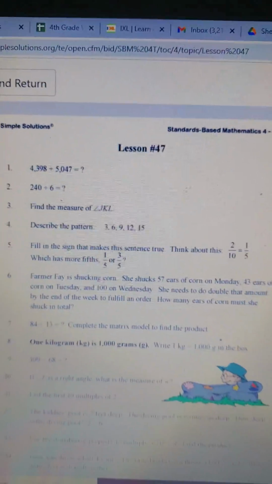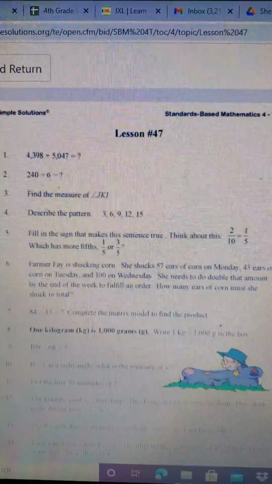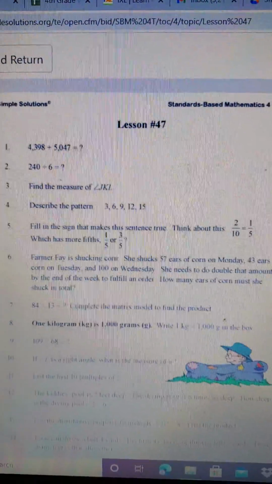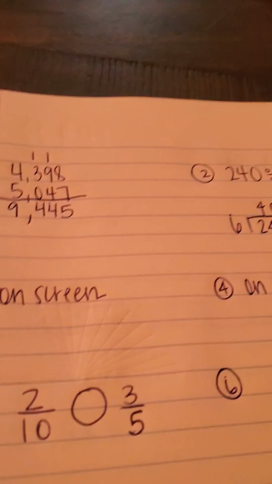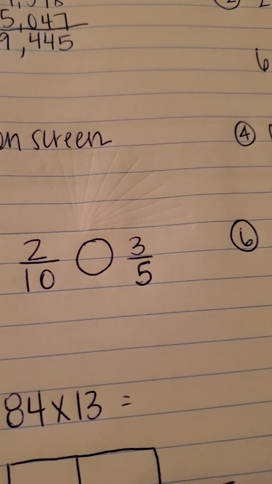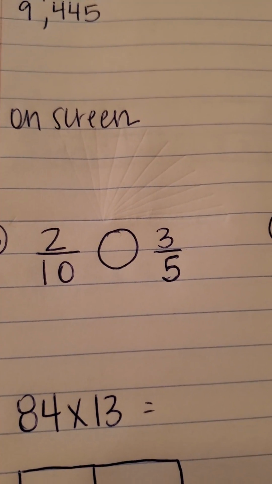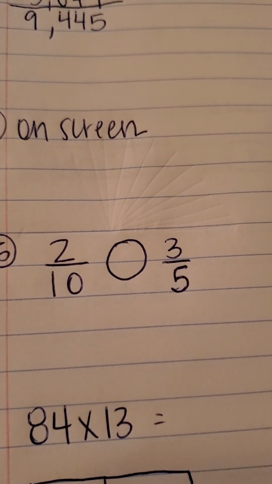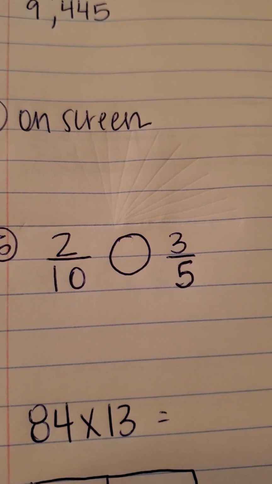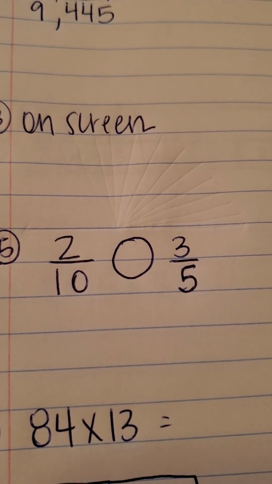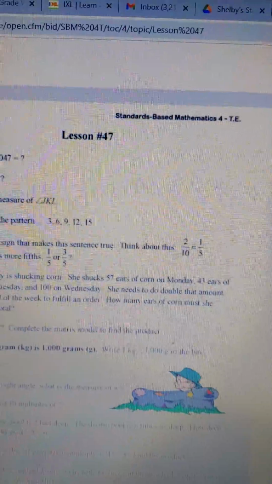Okay, number 5, fill in the sign that makes this sentence true. Okay, so the sentence that it gives us over in our book is 2/10. Then it has our circle for greater than or less than 3/5. Okay, remember, if the bottom number is the same, we just look at the top number, but the bottom number is not the same. But over here in the problem, it says, think about this.